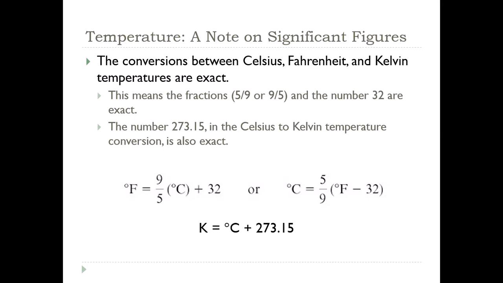Now let's see a note about significant figures as it relates to temperature. The conversions between Celsius, Fahrenheit, and Kelvin temperatures are exact. This means that the fractions 5/9 or 9/5 and the number 32 are exact. The number 273.15 in the Celsius to Kelvin temperature conversion is also exact.